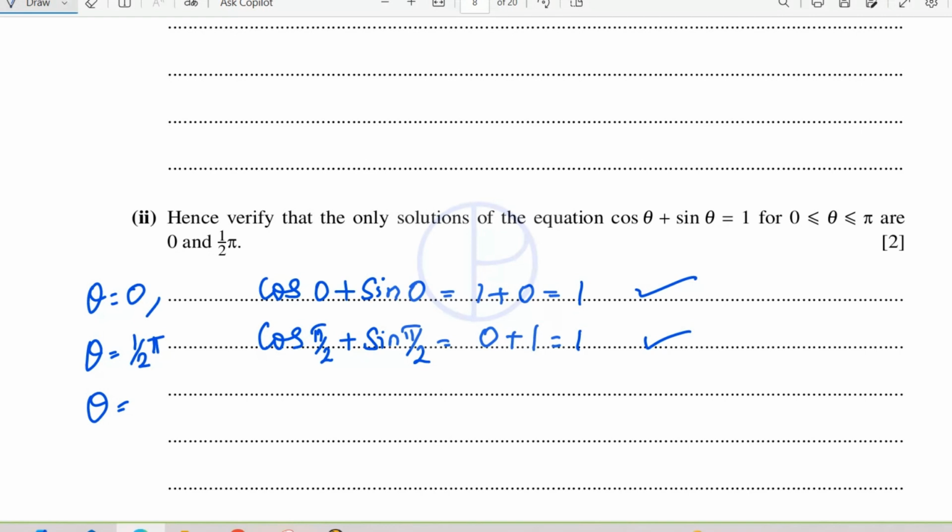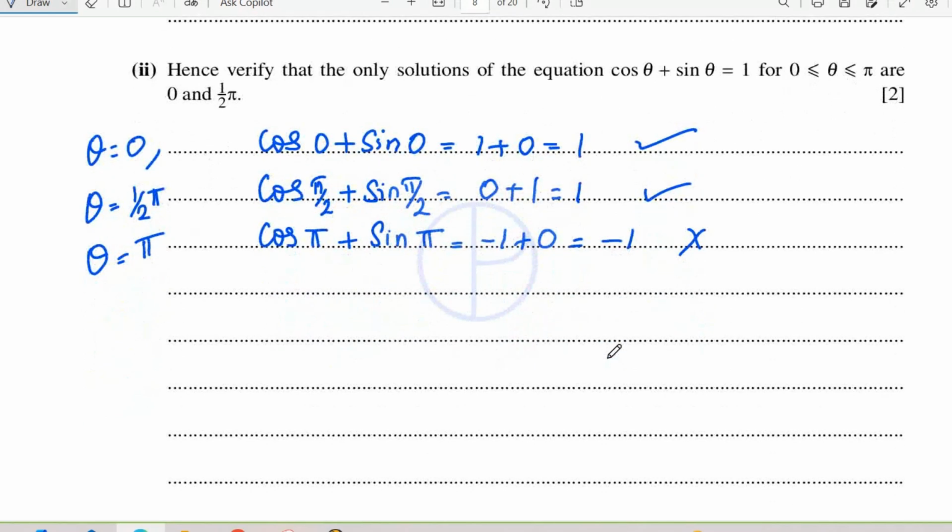Let's take another value for theta. Now this time we will take pi. So cos pi plus sine pi equal to, cos pi is equal to -1, sine pi is 0, so we get -1. So this is not true. So we verified theta equal to 0 and theta is equal to 1 over 2 pi are the solutions, the only solution.